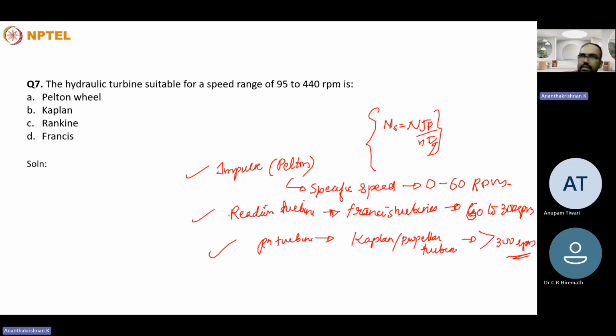So if the range were very low, 0 to 60, it would have been impulse, so Pelton wheel is wrong. Kaplan should be above 300 in all the cases, so it can't operate below 300, so the Kaplan turbine is wrong. Rankine is an additional choice not needed for this problem. So the answer to this problem is the Francis turbine. It can operate from 60 to 300, which is in the vicinity of the range given in this question.